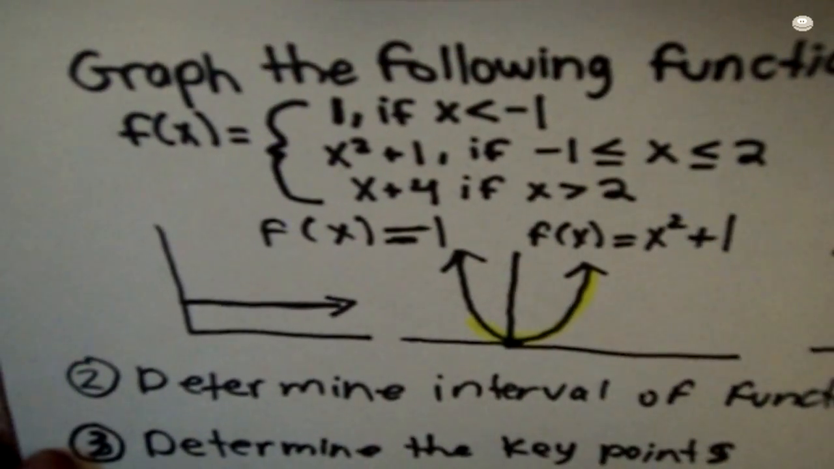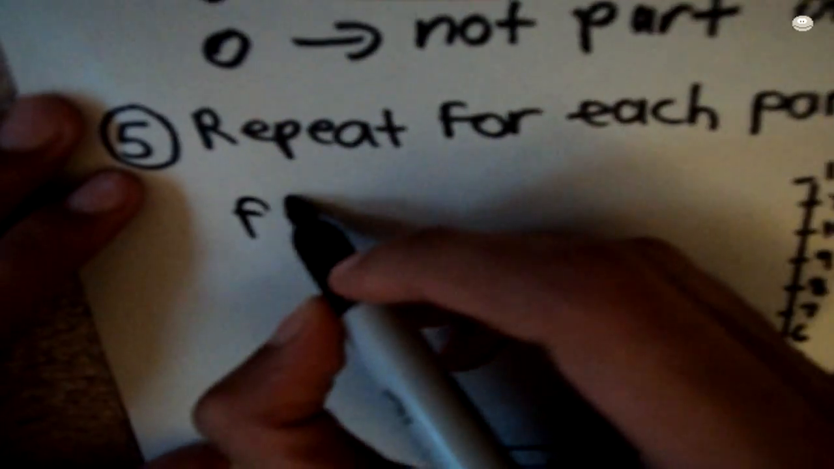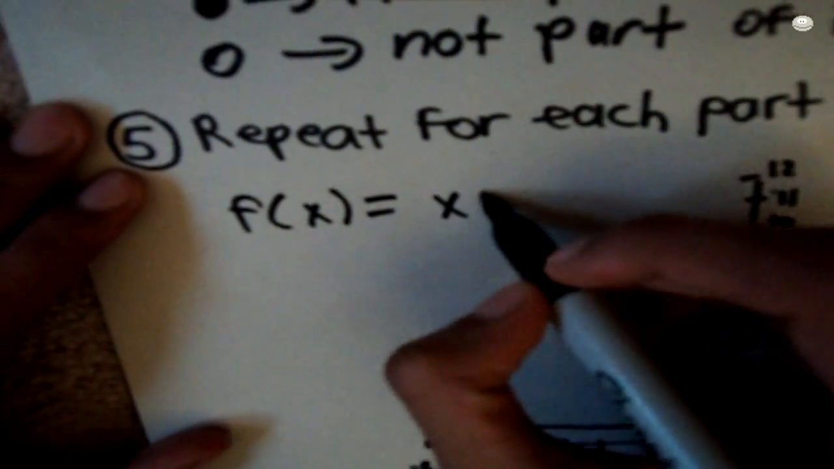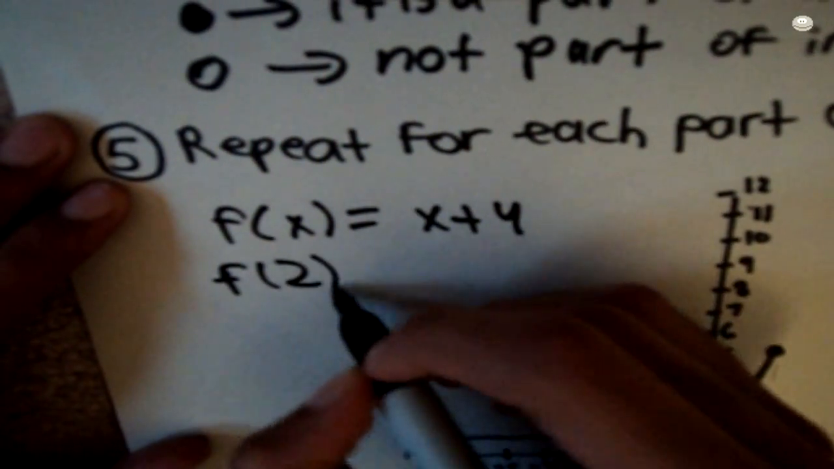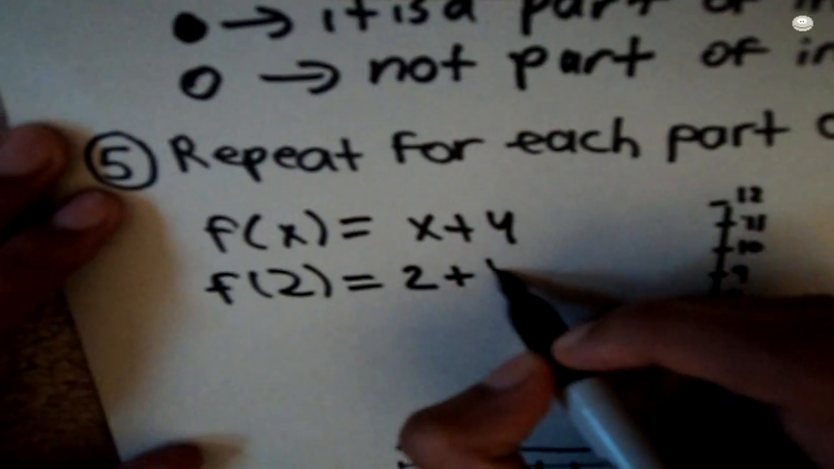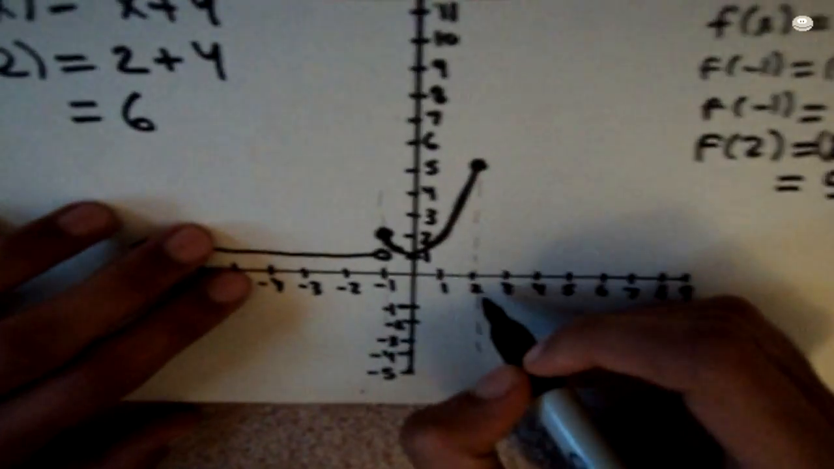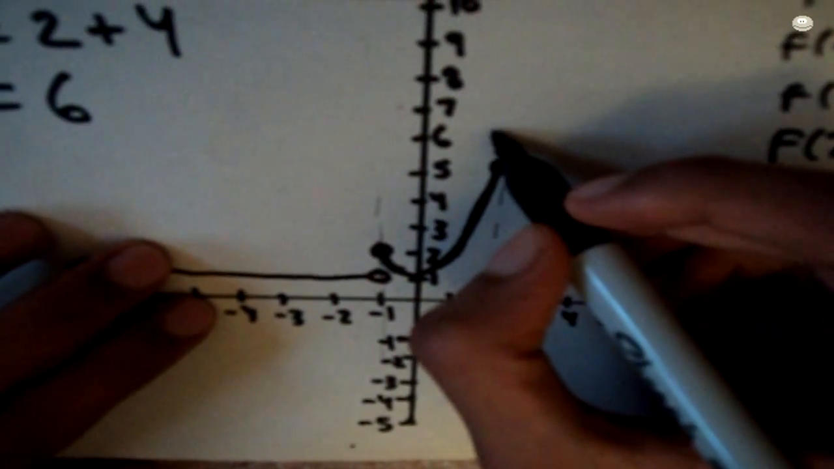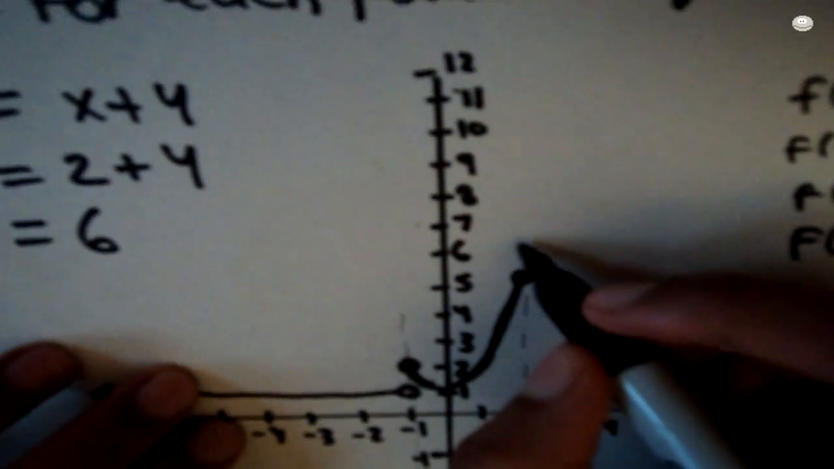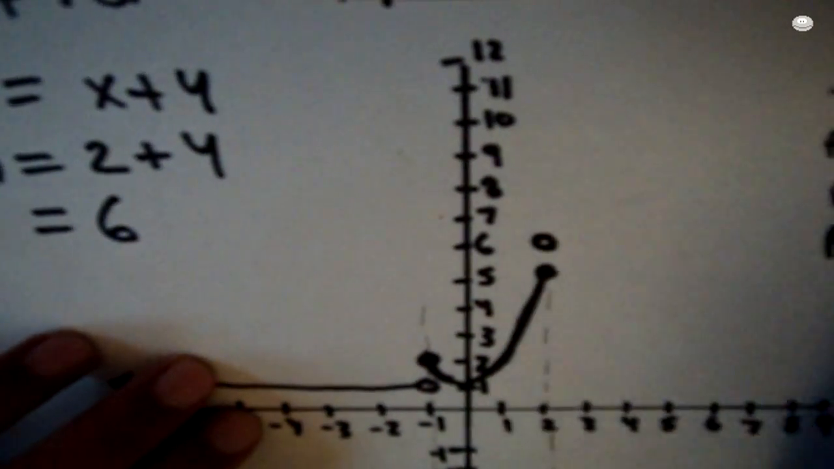Now we will graph the last part of the graph, x plus 4, when x is greater than 2. Okay, so now we use f of x is equal to x plus 4, and we plug in the value 2 to give us a reference point. So we get 2 plus 4 is equal to 6. So now we know that when x is equal to 2, we start at 6, but since x has to be greater than 2, we put an open circle to show that 2 is not included in that part of the graph.